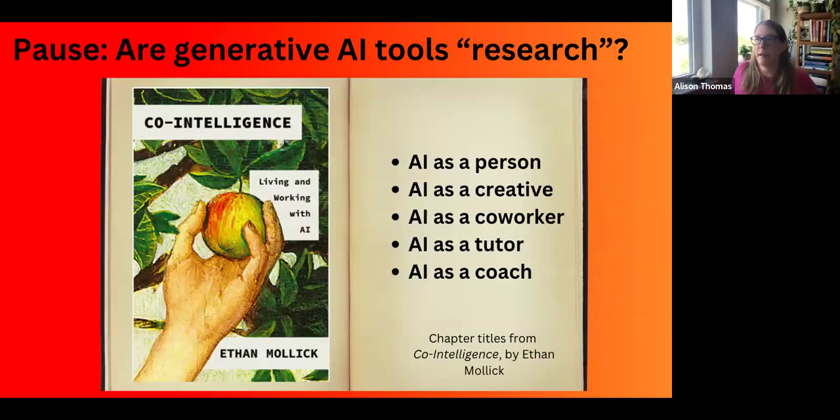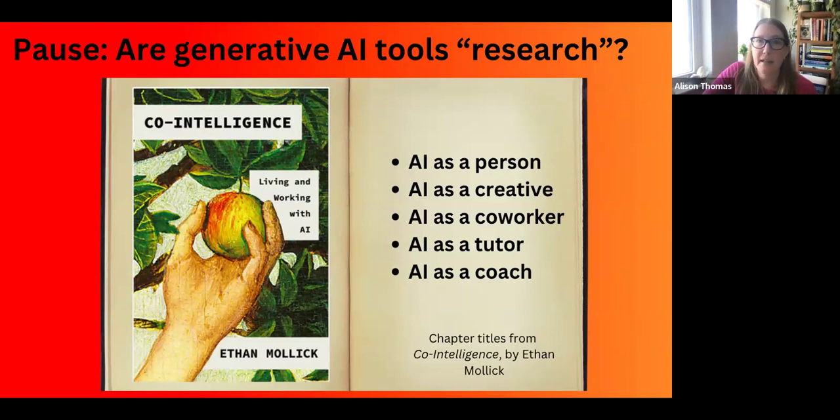I've recently been reading this book by Ethan Mollick. If you don't know him, he's been on the AI conversation circuit for a long time, he's on the faculty at Wharton's Business School, and was recently featured on the Ezra Klein Show podcast about AI. I would recommend the episode. I would recommend his blog also. These are some of the chapter titles in his book. And I'll say none of his chapter titles include AI as research. So he's really asking us to think about AI tools as doing something different than research. And that means he's presenting something challenging to think about in terms of citation.